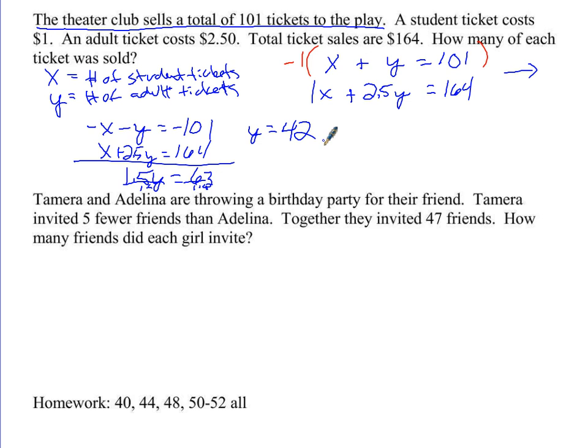Substitute back into one of the original equations. Which one do you want to substitute into? The top one for sure, because it's just x plus y equals 101. What this says is I sold 42 what? Adult tickets. So if I sold 101 total tickets, how many student tickets did I sell? Well, x plus 42 equals 101. Subtract 42 from both sides, and I get x equals what? 59.